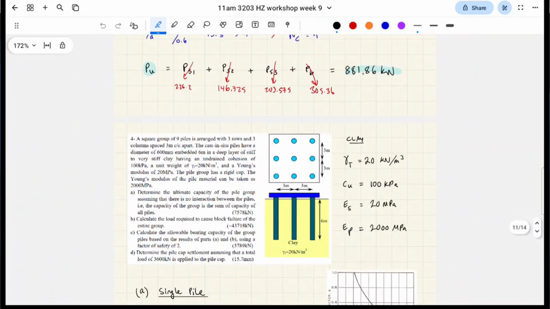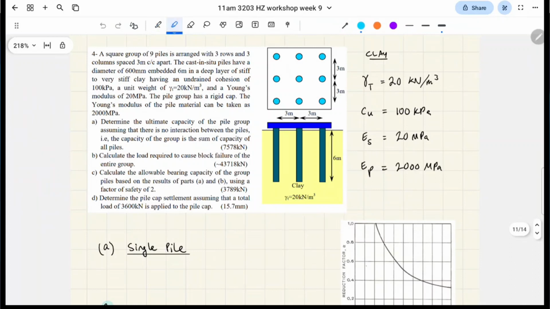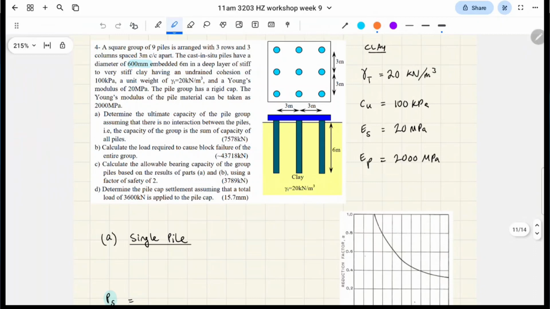Okay, cool. We're going to move on to our last question. Our last question is a pile group, but there's nothing funny happening with the layers this time. We just have clay, and if you remember, for clay, we don't need to do a vertical stress distribution. That's only a sand or gravel-related feature. So let's read this. We have 9 piles in a 3x3 grid. Each of these piles has a 600 mm diameter, and they run 6 meters deep into the ground. I've also written a couple of other things off to the side, material properties that we'll need in our calculations as well.